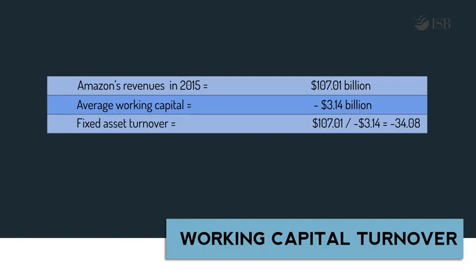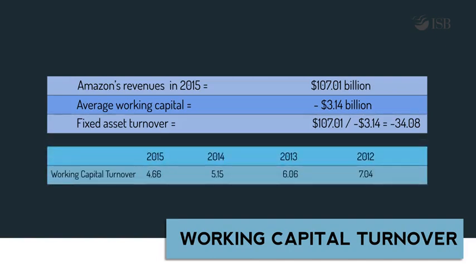A negative working capital turnover is quite meaningless other than saying that its current liabilities exceed its current assets. The working capital turnover is consistently negative over the last 4 years. So it is impossible to interpret whether Amazon has been efficiently using its working capital to generate revenues.